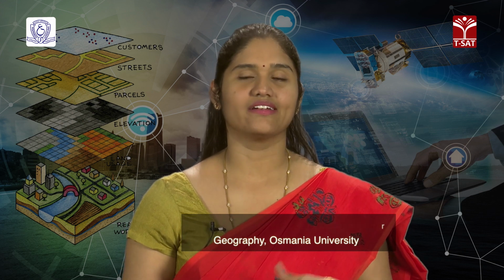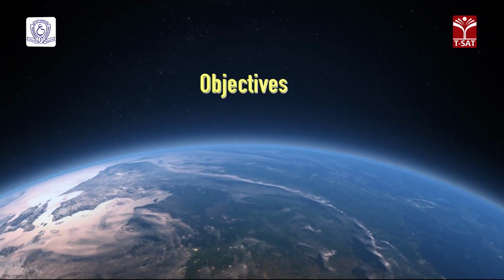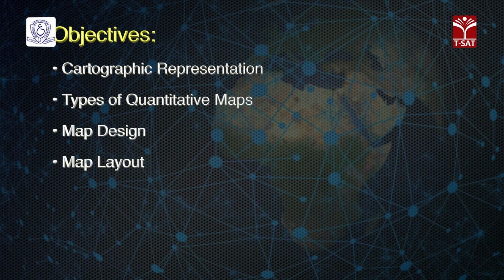In the previous chapter, we discussed the different errors that are acquired during data entry into the GIS system and the different tools for editing or rectifying the errors that are created. In this chapter, we will discuss how the data is displayed and the various elements that are involved in cartography. The main objective of this chapter is that we should understand cartographic representation, the types of quantitative maps, map design and map layout.